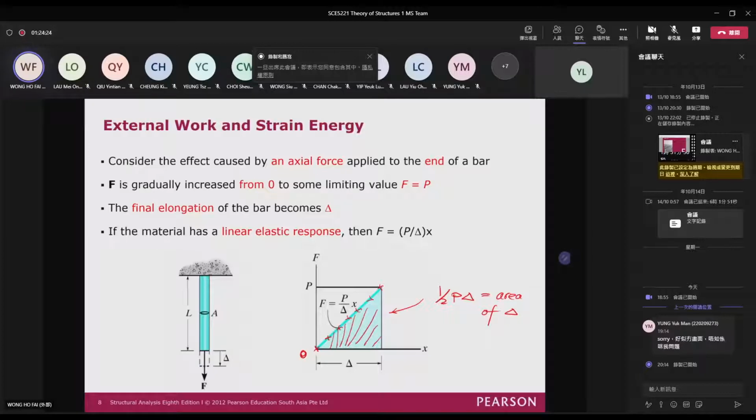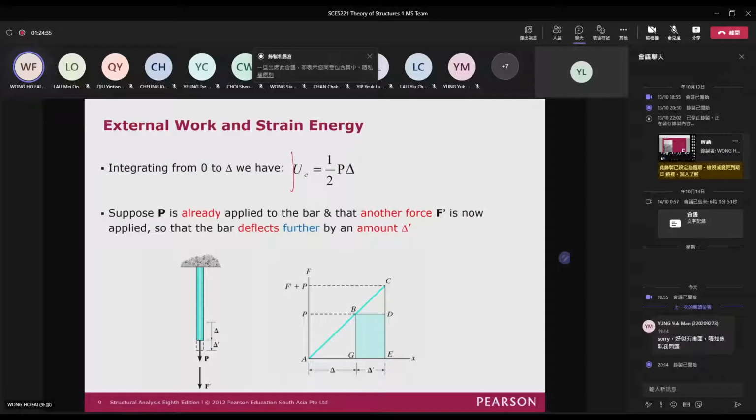During the force application from 0 up to F, the displacement is equal to delta. So just like here, the external work done is equal to half P times delta. When the load is applied from 0 up to P, the work done by the force is expressed by this triangle.